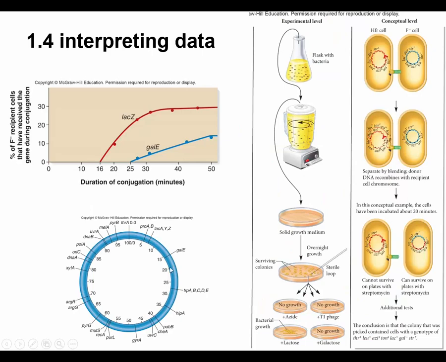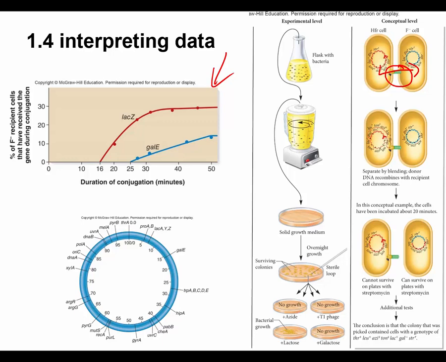Interpreting data, we're going to look at a lot of graphs. I'm not going to explain this to you in great detail right now, but this is a graphical view of what's going on here. What's going on is we have a conjugation pilus, or sex pilus, right there, and some DNA from this bacteria is going to go into that bacteria. That's what's going to happen.